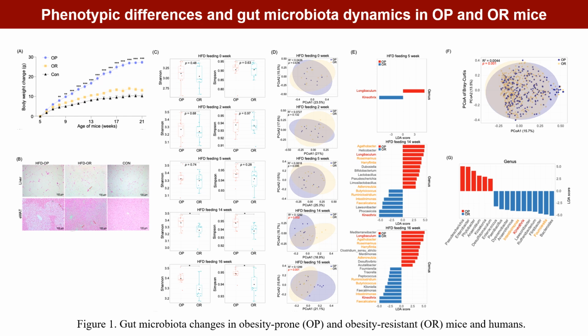At week 5, microbiota analysis showed OP mice enriched in Longibaculum, while OR mice had Kineothrix, marking the first major microbial shift. By weeks 14 to 16, OP mice were dominated by Longibaculum and Agathobacter, whereas OR mice harbored Kineothrix and Intestinimonas. qPCR confirmed these differences, with Kineothrix, Intestinimonas, and Forniella consistently enriched in both OR mice and humans.